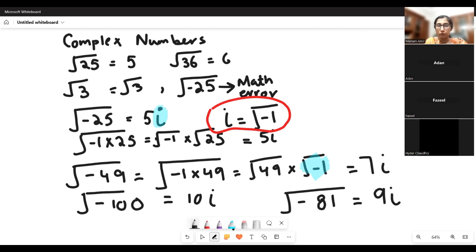Another important constant that you must know is iota square. What would be iota square? -1. Yes, -1. You square both sides here and you get -1. So remember this: iota is square root of -1 and iota square is -1. All right.